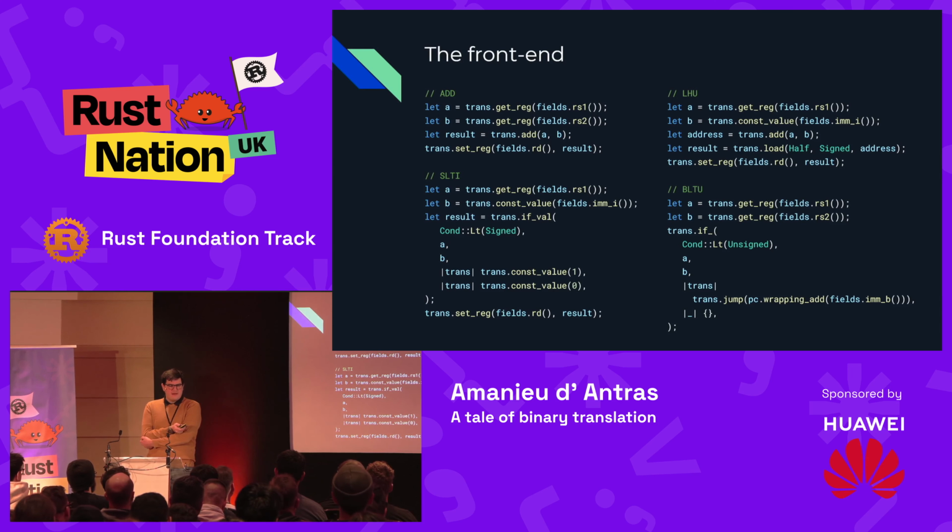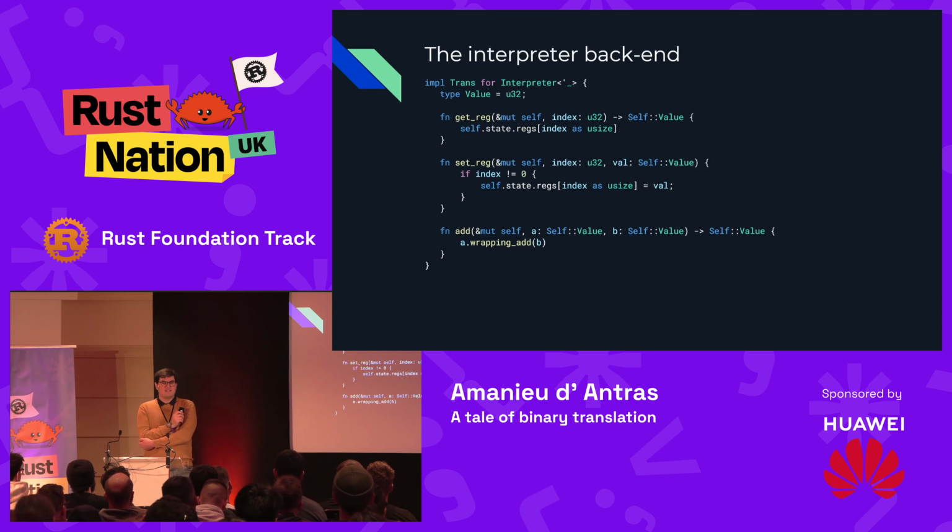So this is what the interpreter backend looks like. In the interpreter, there's no distinction between a runtime value and a compile time value. So the value type is just U32. And get register just reads from the state, set register writes to the state, add just adds two U32s. Very straightforward.